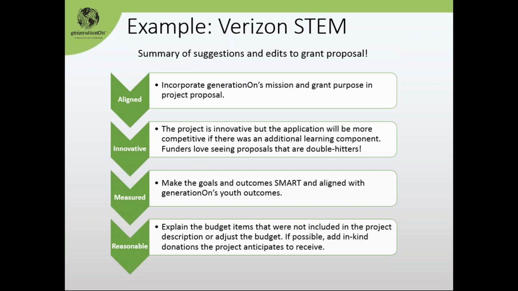Thirdly, you want to make the goals and the outcomes SMART and measurable and aligned with Generation On outcomes that we measure as well. Lastly, you want to make sure that your budget is reasonable and everything that you're asking for is explained within the grant proposal. So again, this grant proposal didn't explain why they needed gas. It did not explain why they needed shirts, and it did not explain why they needed snacks.